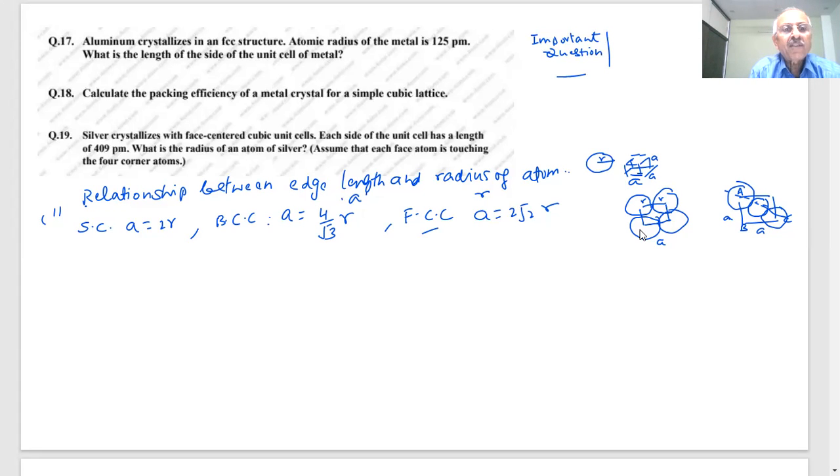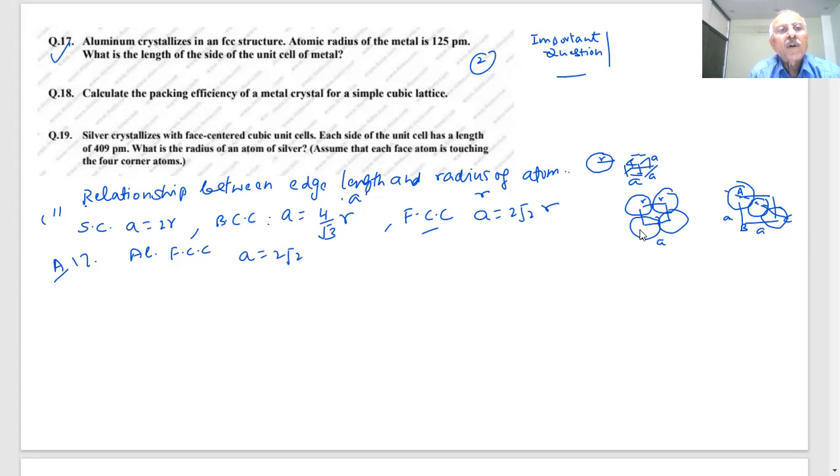Aluminium crystallizes in FCC structure. Atomic radius of the metal is 125 picometer. What is the length of the side of the unit cell? This question was given in the CBSE paper, students, an easy 2 marks. What is the answer? It is FCC, so a equals 2 root 2 r, approximately 354 picometers. Aluminium, how will you write it in the paper? Aluminium is FCC. a equals 2 root 2 r.